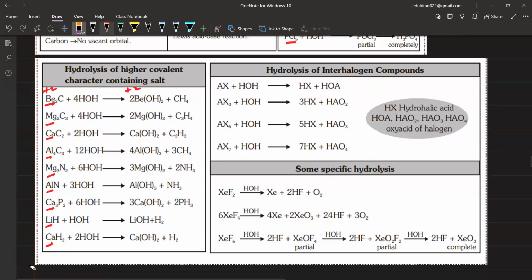Now, if you have AX type of compound, तब यहाँ पे क्या होने वाला है? Then you will get HX, and what is this HOA? This is hypohalous acid. अगर AX3 है, तो HX मिलेगा, and then you will get halous acid. If you have AX5, then you will get what? You will get HAO3, that means halic acid. And if you have AX7, then you are going to get perhalic acid. ठीक है? So एक तो आपको HX सारे केस में मिलेगा. And then if you have 7, then it will be having HAO4.